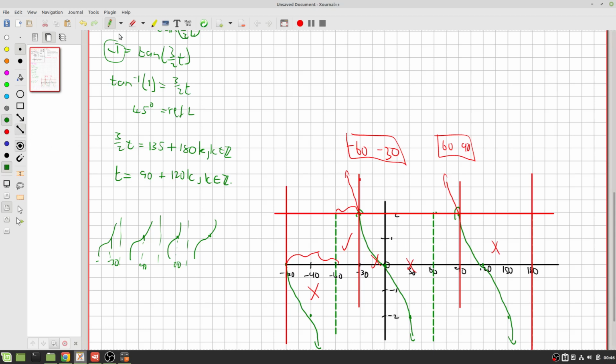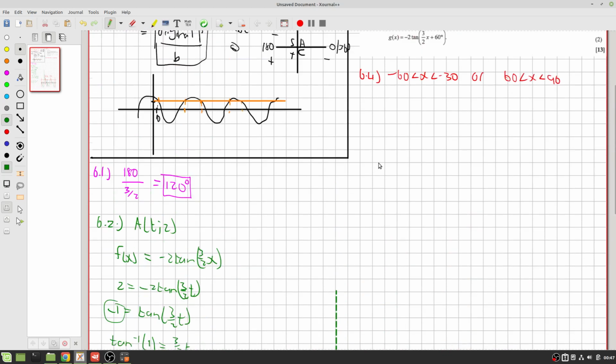Let me just draw that line a little bit longer. Right. This asymptote keeps on going forever. So this graph gets closer and closer, but it never touches. So it never touches this line negative 60. So the graph does not exist at negative 60. So at negative 60 will be not included. That's not included because the graph doesn't exist there.